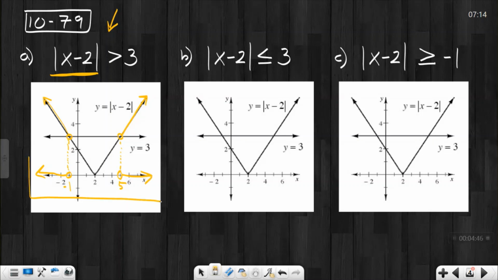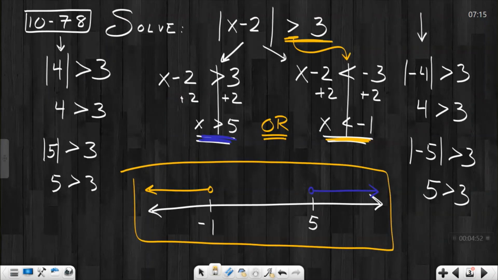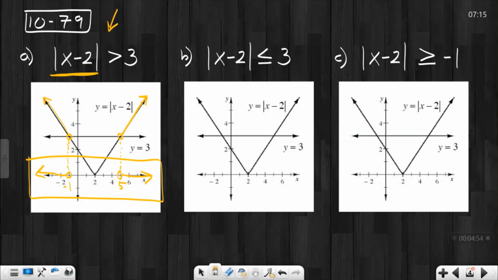And notice my number line that I have right here matches exactly what we were looking at right here. All right? So it's showing us that the absolute value is greater than the value of 3 when x is less than negative 1 or greater than 5.